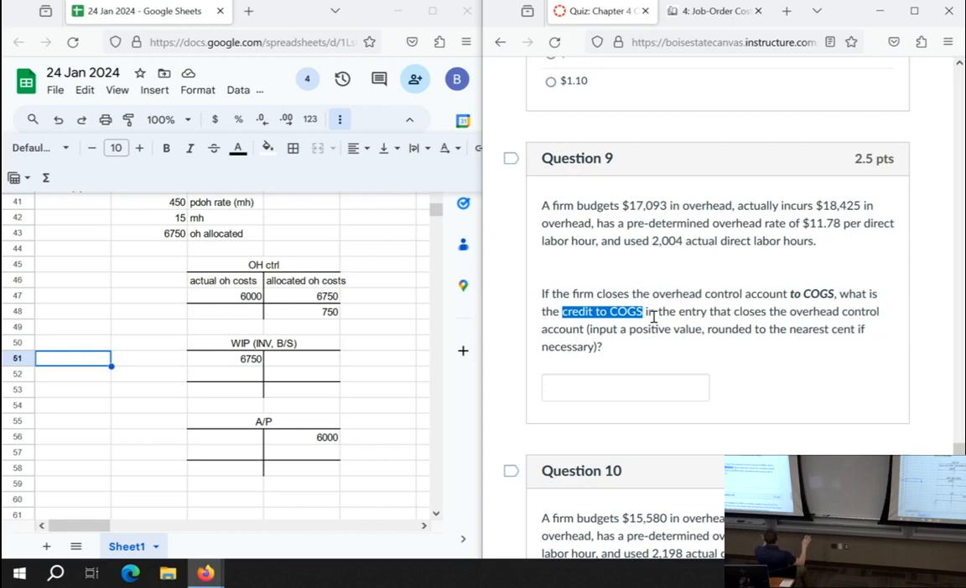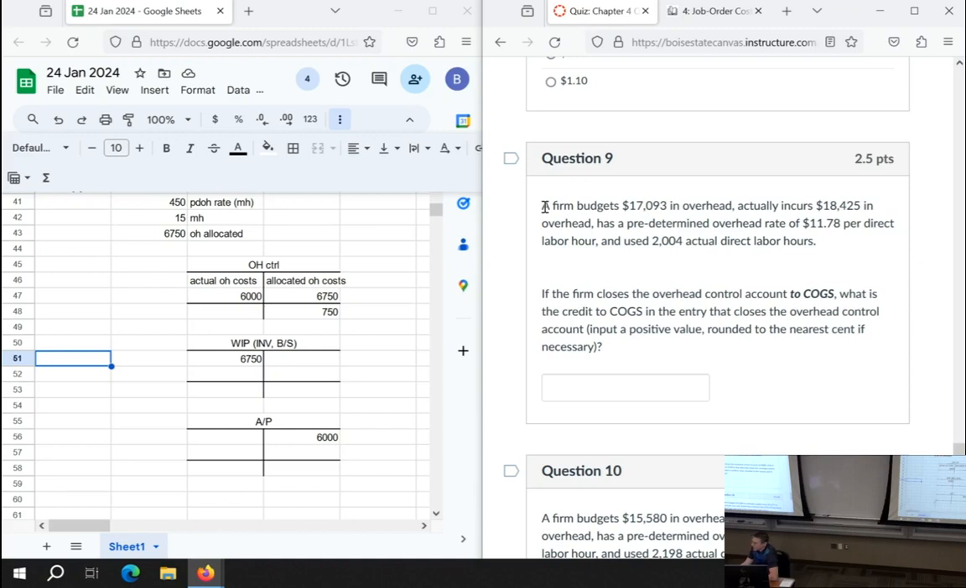Because then the entry is going to have a debit to overhead control to get it to zero and a credit over to COGS. All right. We got ourselves situated after going the wrong way first, like that meme of the quick exit off the freeway. Back to what's right. We got to figure out what that amount is.